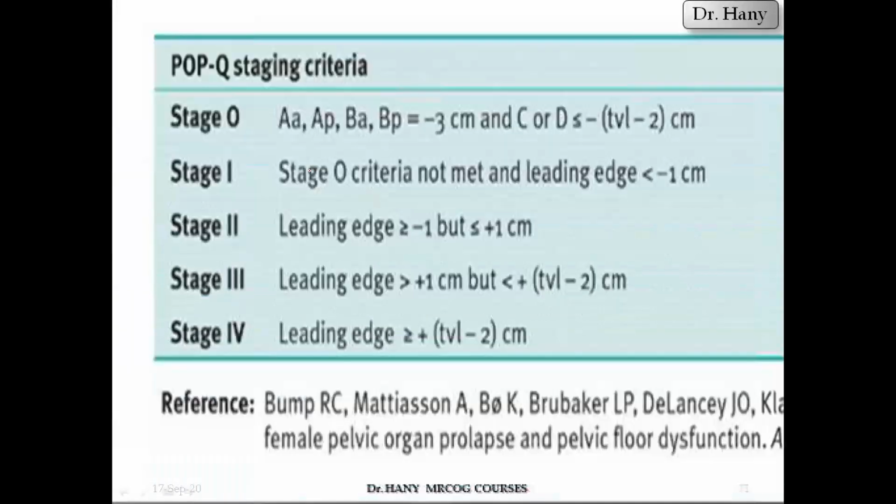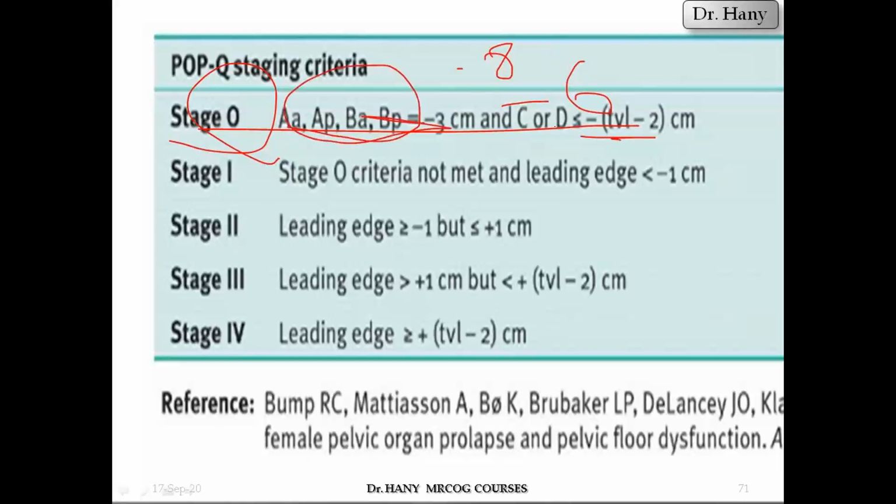Stage 1, everything is placed or descends to 2 centimeters below the level of total vaginal length. So from -8 to -6, this is called stage 0. Everything in place or till the level of -6, total vaginal length -2. So this is stage 0.